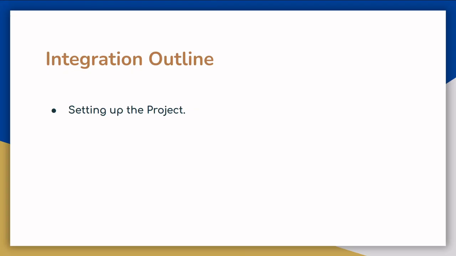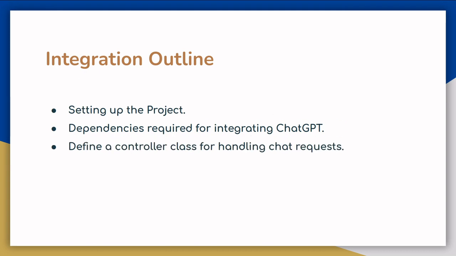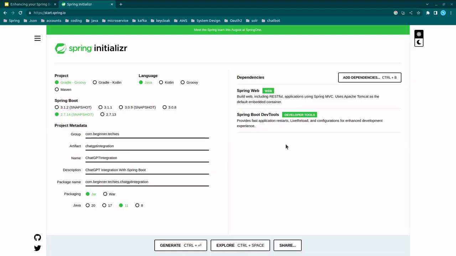First, we have to set up a Spring Boot project, and next, we have to find out the required dependencies to integrate ChatGPT with the Spring Boot project. The third one is we will create a controller class for handling chat requests. And the fourth point is to discuss the common integration approaches. All right, so first we have to create a Spring Boot project.